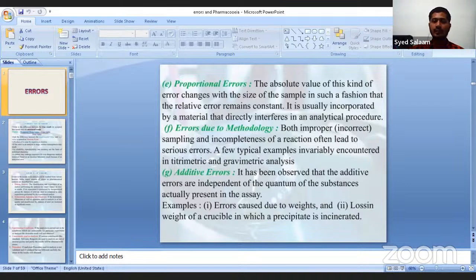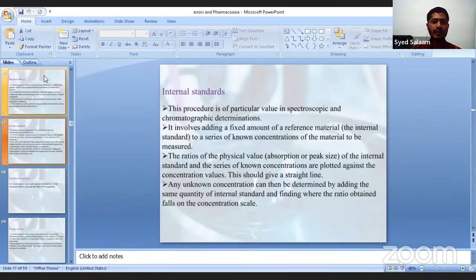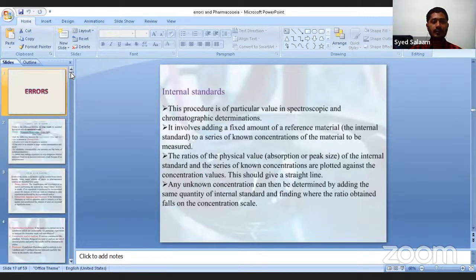Okay, so I'll summarize all the things again. Today we have discussed the various types of errors. Errors are nothing but the variation of the measured result from the true value. Whatever measured value we get will be different, and that is called error. It could be of various types, determinate or indeterminate.